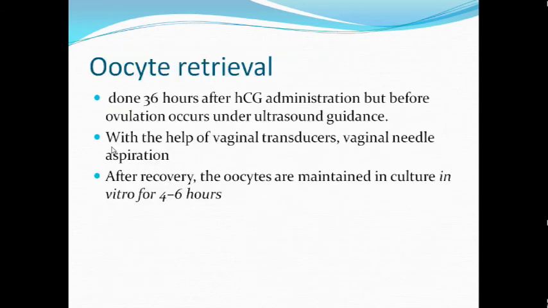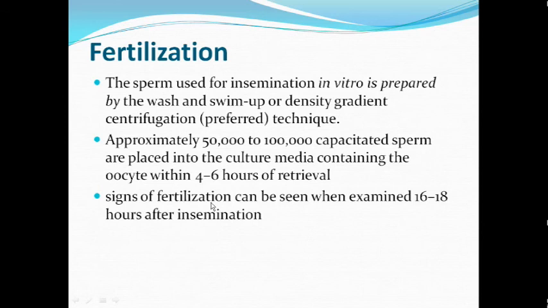After this injection, you have to go for oocyte retrieval with the help of ultrasound by the vaginal transducer. Here a needle is inserted through the vagina into the ovary and aspiration is done, and the oocyte comes out with the fluid. This oocyte is maintained in culture for the next 4 to 6 hours. After this collection, sperm for in vitro insemination is prepared.